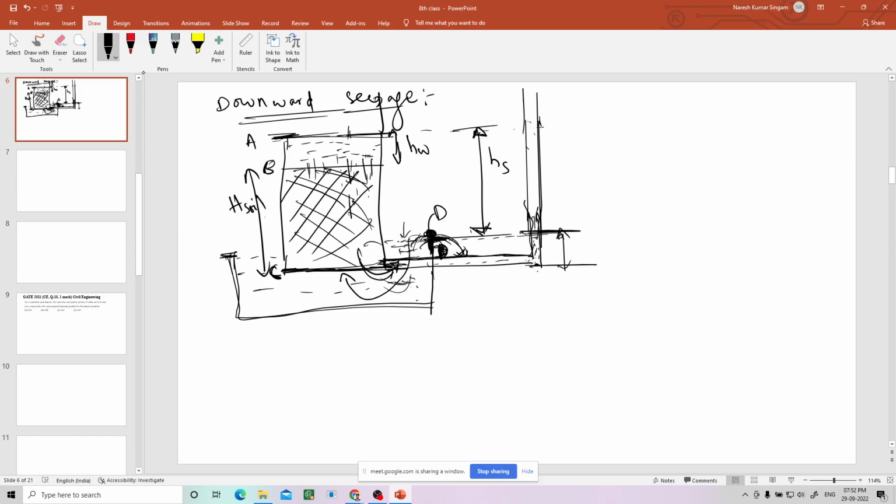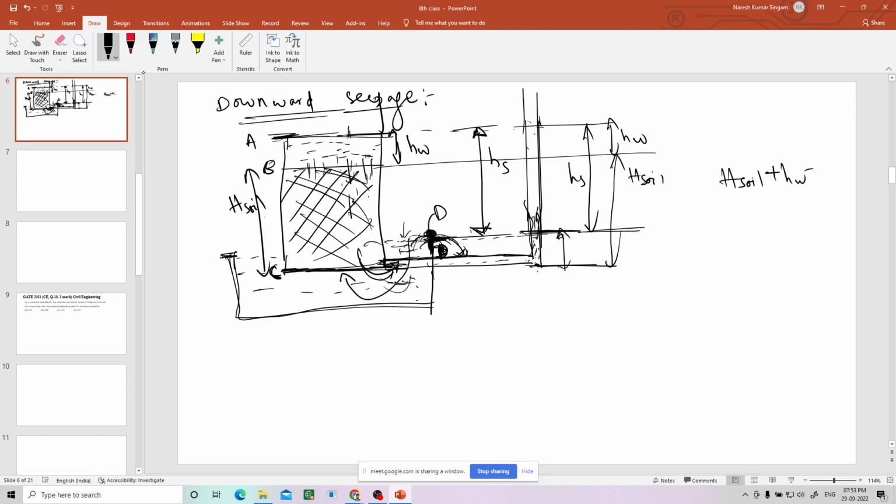So this height, how to calculate? I know this height, that is H soil. I know this height, HW. I know this height also, this D height, that is HS. So what is this height? It is nothing but H soil plus HW minus HS. This is the height.